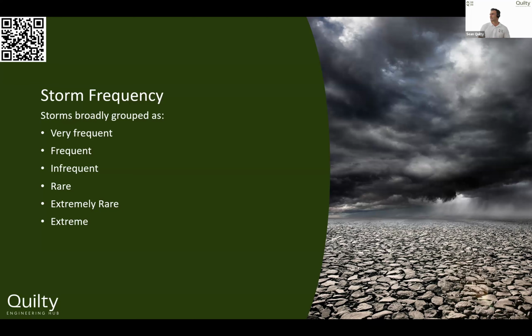So if we were looking at tropical cyclone Alfred that just hit southeast Queensland a few weeks ago, I'm not sure exactly the numbers, but that's where you start looking at, say, an infrequent storm event. I don't think it pushed into the rare, but it was definitely infrequent. So that's how we start classifying these different storms.